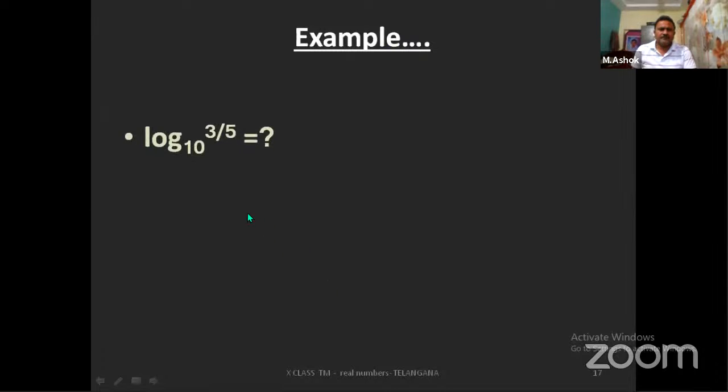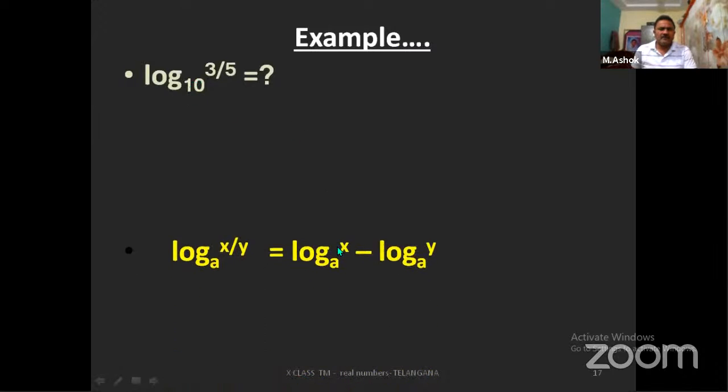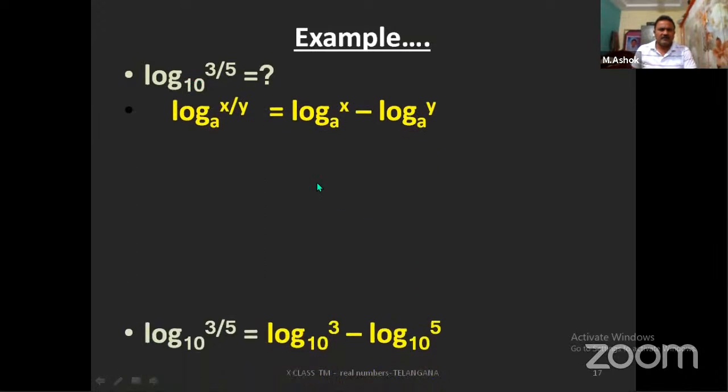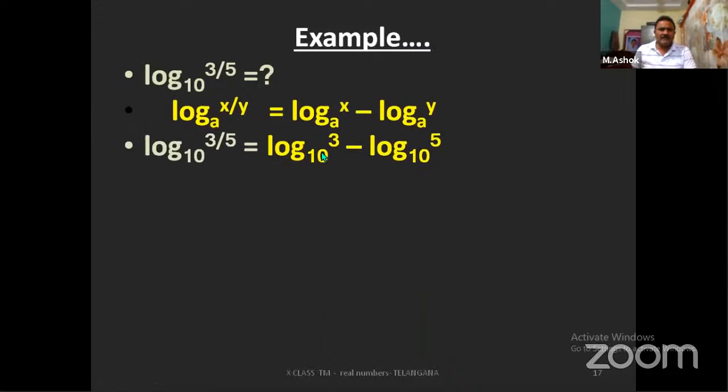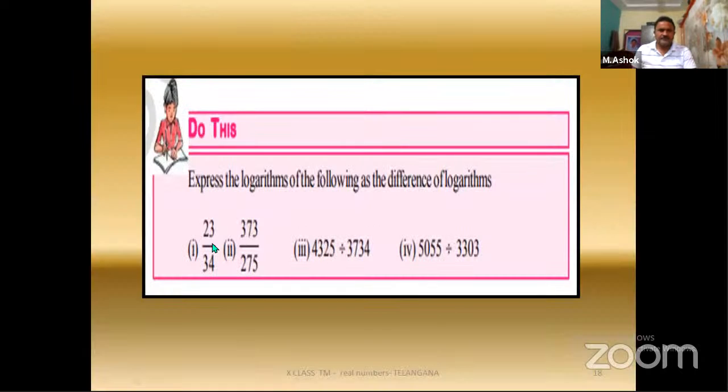Look at one example. Log 3 by 5. For any base, the formula is log x minus log y. So log 3 by 5 means log 3 minus log 5. Whatever the base is here, write the same here also. Look here, log a by b. Here the base is c. Simply, the formula is log a minus log b. Here the base is c, so write the same base here and here. So this is the log x by y formula.